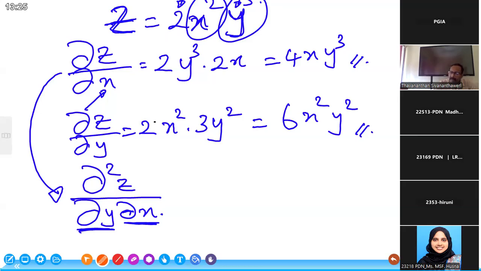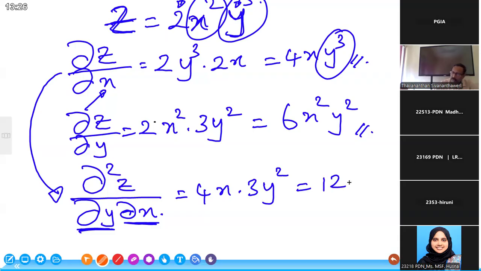So what is that? If you differentiate 4x y to the power 3, now this 4x is a constant. You differentiate this component, that is 3y squared. So that is equal to 12x y squared.